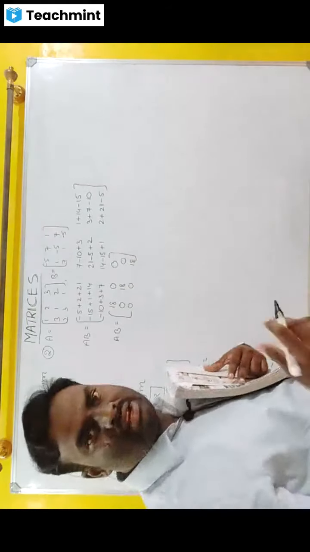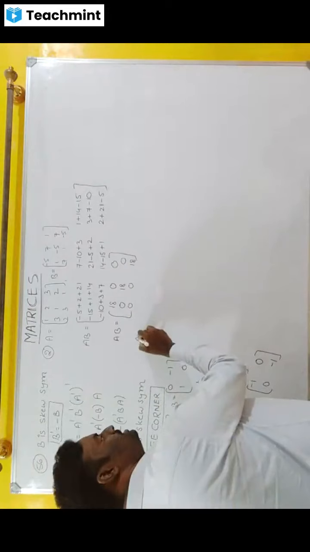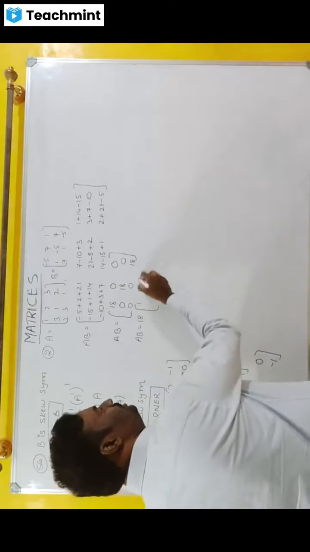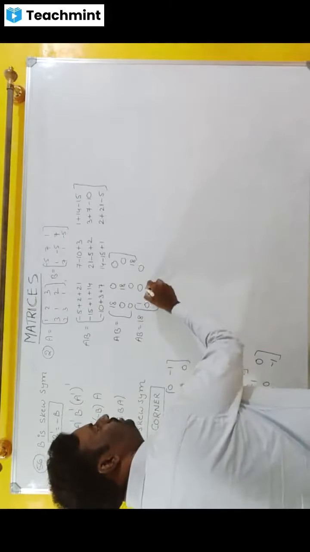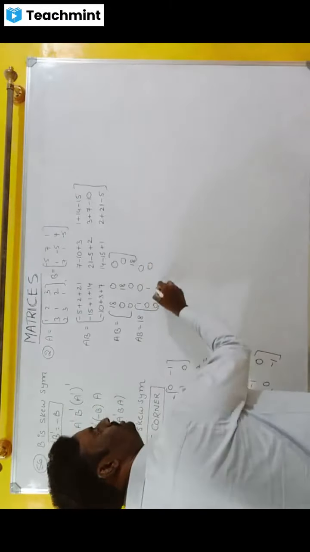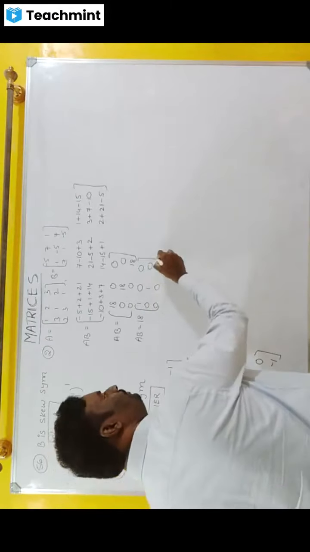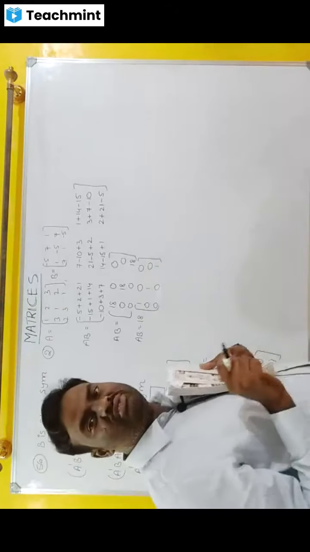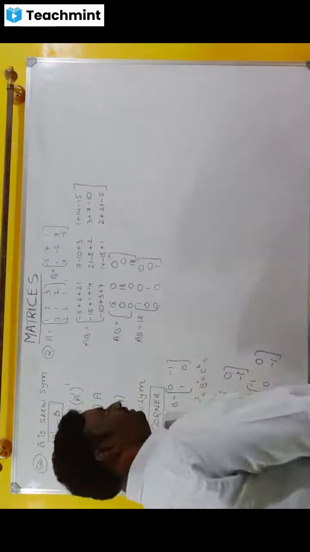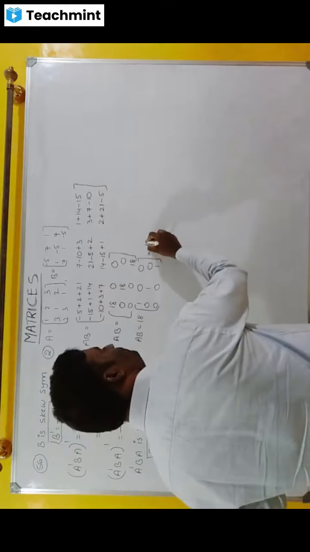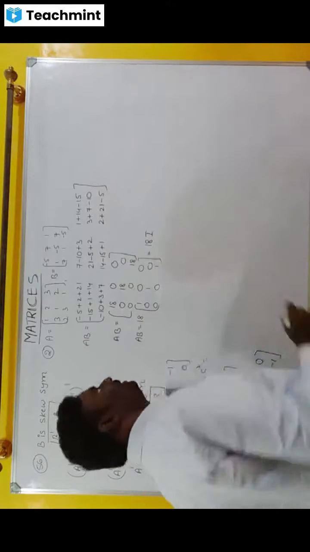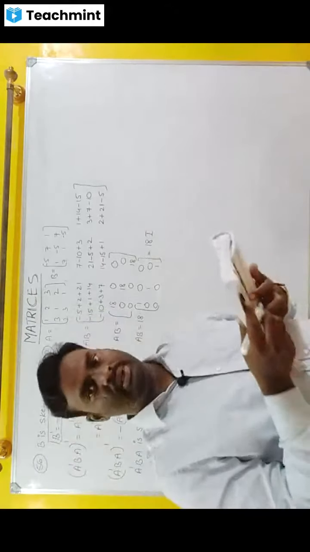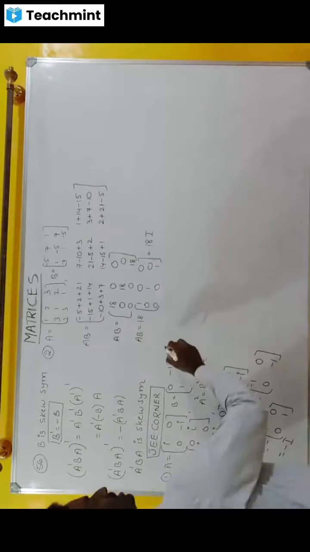Now can I take 18 common? Then AB is equal to, if you take 18 common, [1 0 0; 0 1 0; 0 0 1]. This is which matrix? Identity matrix. Therefore, the answer will be equal to 18I. This is the answer for question number 2. Okay. Next we will discuss question number 6.